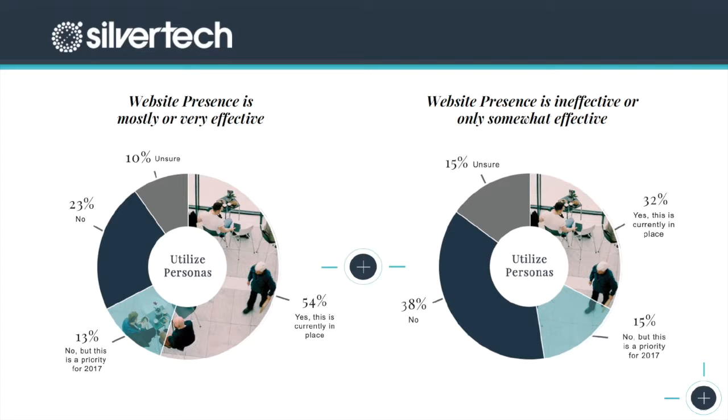For our 2017 State of Digital Marketing report, we surveyed nearly 200 marketing leaders, and they overwhelmingly voiced the value of using personas. Marketing leaders were asked to rate the effectiveness of their website presence toward meeting their business goals. Those that rated their performance as effective were 1.5 times more likely to utilize personas. The full State of Digital Marketing report, of course, is available at silvertech.com for you to download and dive a little deeper into some of the findings if you'd like to.